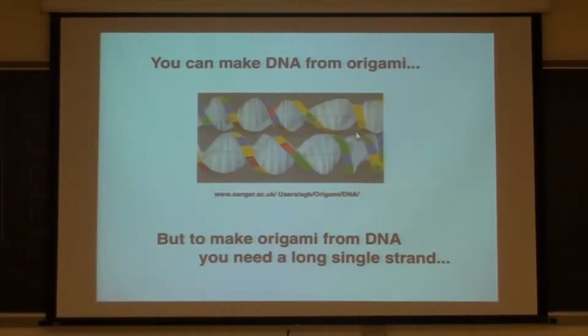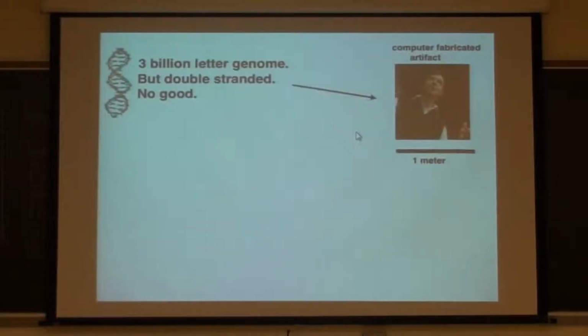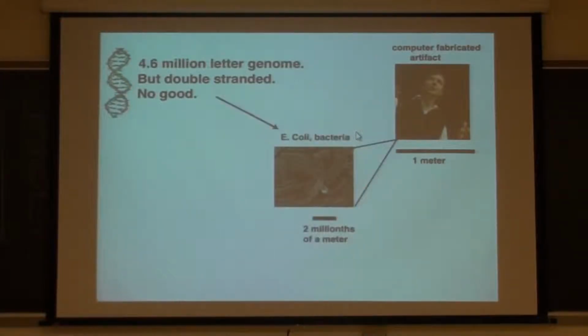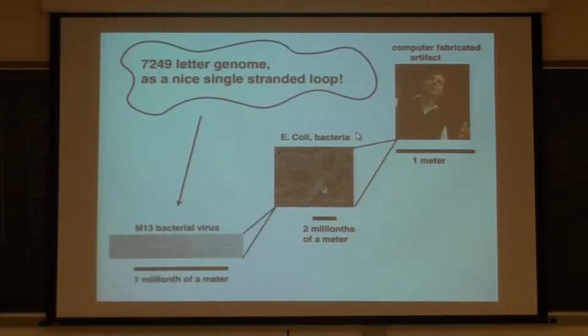But to do it, you need a long single strand of DNA, which is technically very difficult to get. So you can go to a natural source. You can look in this computer-fabricated artifact, and he's got a double-stranded genome that's no good. You look at his intestines, there are billions of bacteria. They're no good either, double-strand again. But inside them, they're infected with a virus that has a nice, long, single-stranded genome that we can fold like a piece of paper. And here's how we do it.